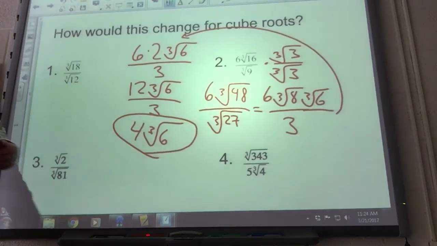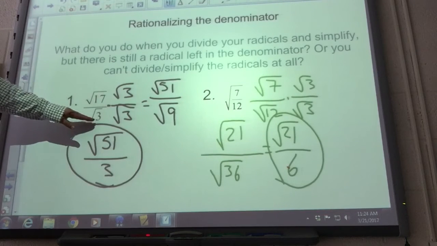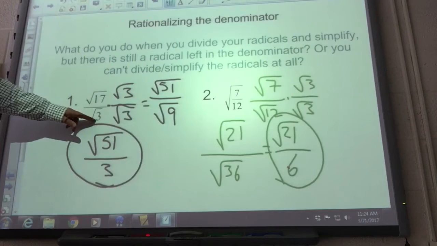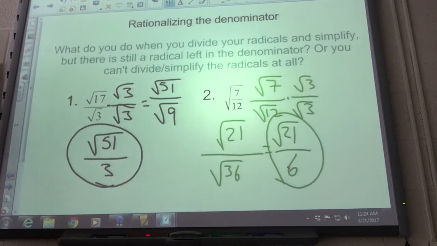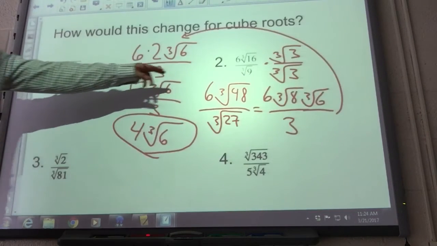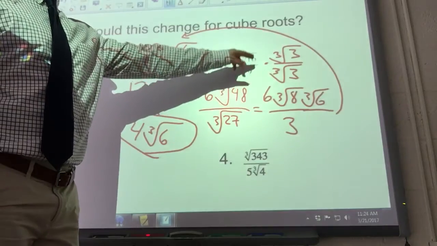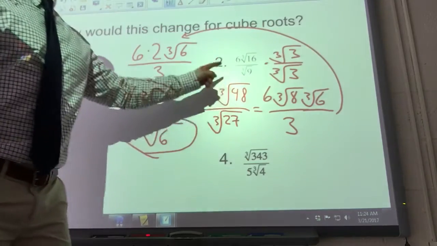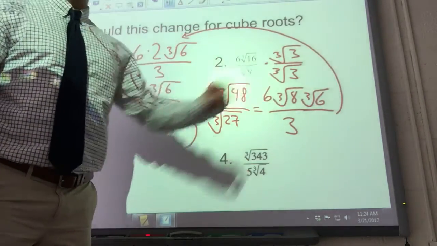So the biggest strategy you're trying to do is, for square root, get a perfect square in your denominator by multiplying your radical down here by whatever number will produce a perfect square. Cube root, produce a perfect cube in your denominator by multiplying top and bottom by whatever number will create a perfect cube in your denominator.